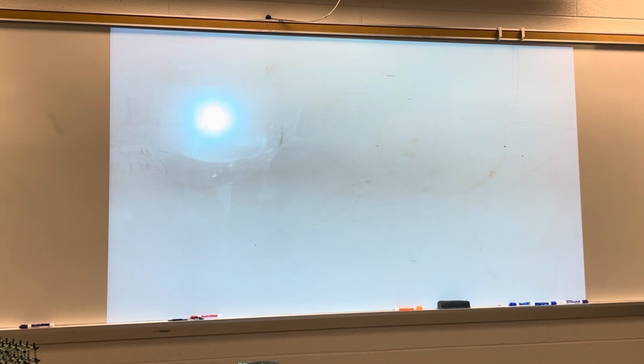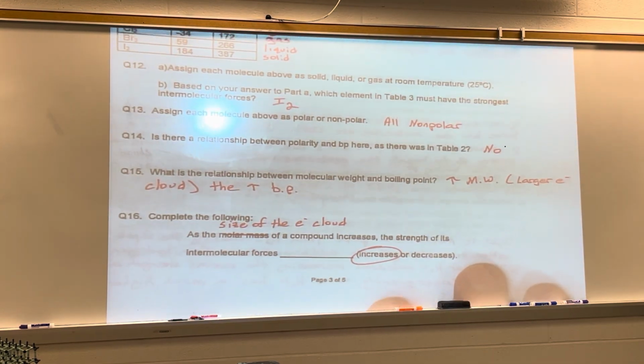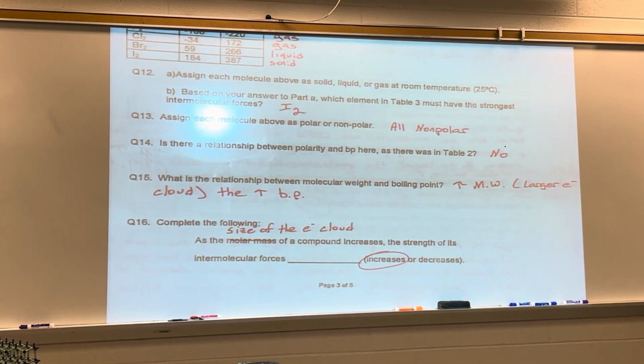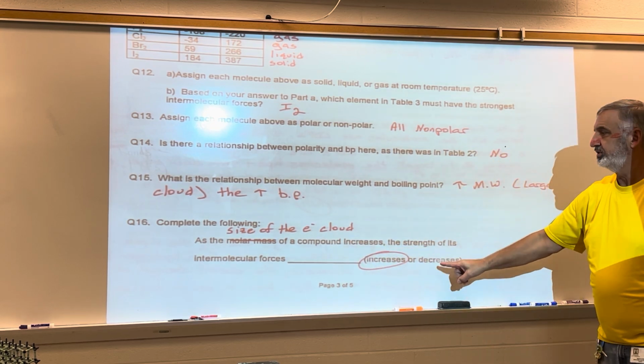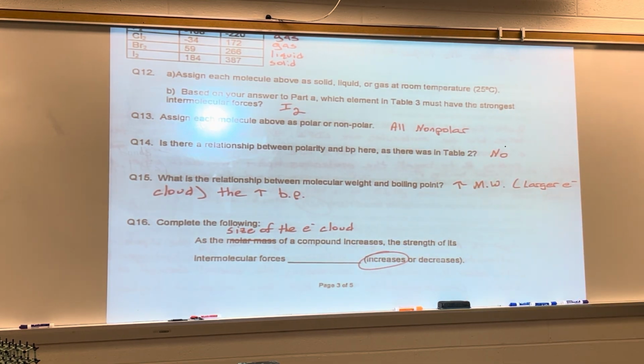Page 3. As the molar mass of a compound increases, the strength of its intermolecular forces increases. But what are we going to change the molar mass to? Electron cloud. The size of the electron cloud. Okay? So what's the relation between molecular weight and boiling? The greater the molecular weight, really the larger the electron cloud, the greater the boiling point. And again, as the size of the electron cloud increases, the strength of the intermolecular forces increases. Okay?